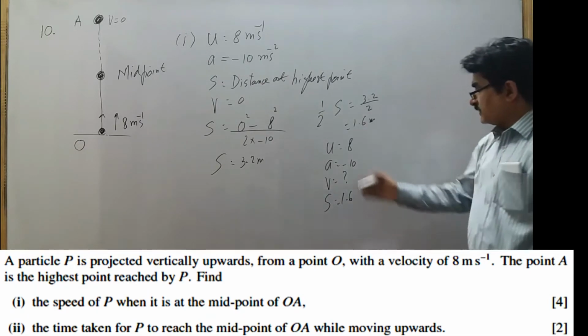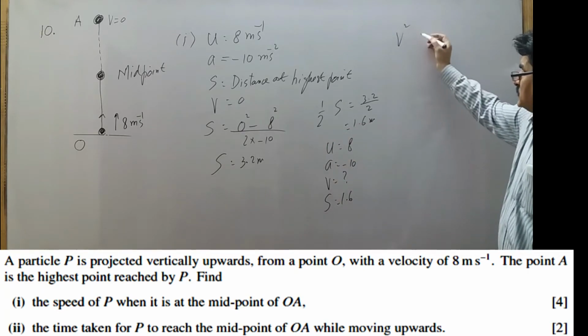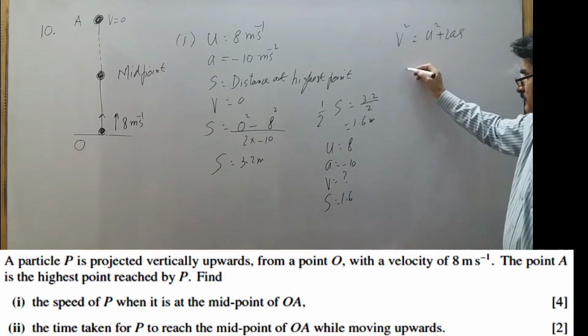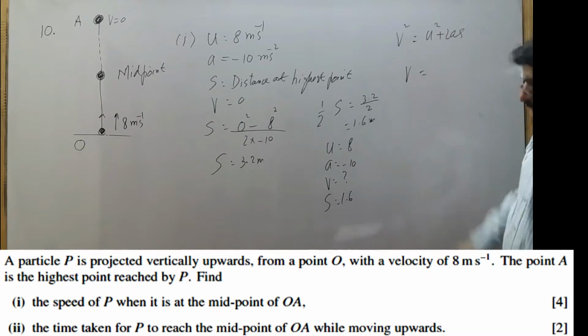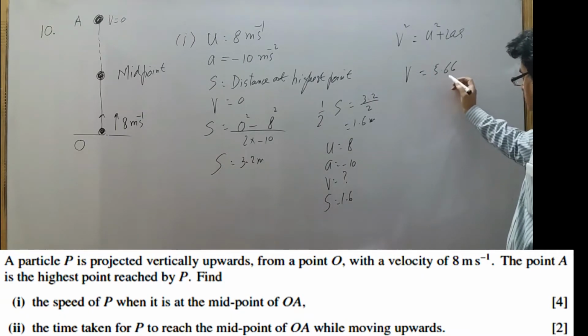Now applying the equation of motion, you know which equation you will apply. V square is equal to u square plus 2as. Now put the values from here, you will get the value of v to be 5, up to 3 significant figures.